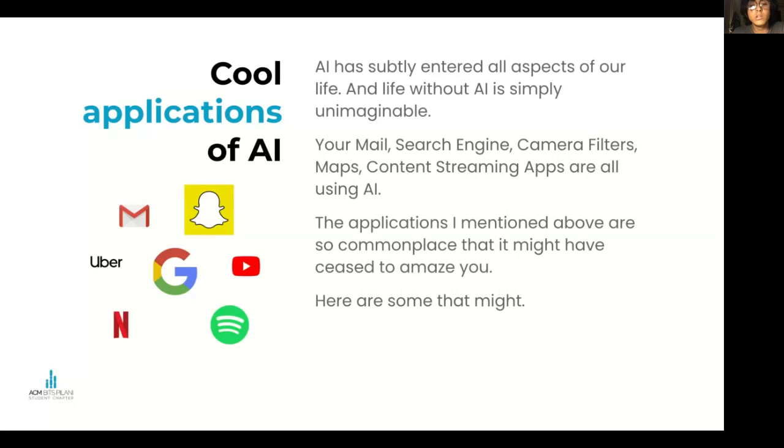So we have Google, we have Gmail, we have Snapchat. All of these are using AI, and you might not even realize it. You have a spam folder in Gmail, and it automatically sorts your mail into spam and non-spam, right? And you do not even realize that it is AI at work over here. Google is able to give you thousands and thousands of results within milliseconds, and that isn't possible without AI.